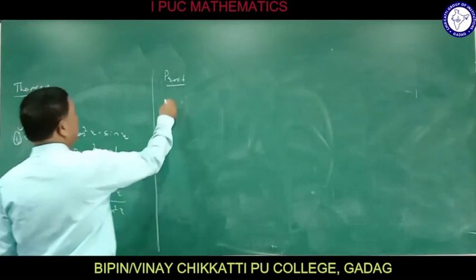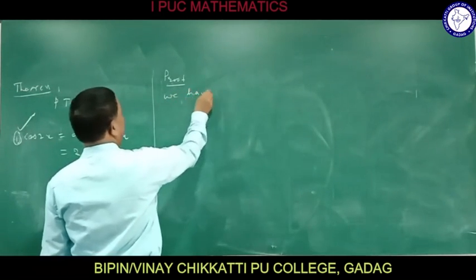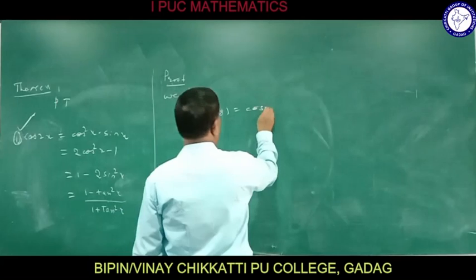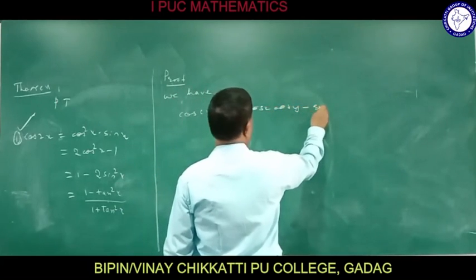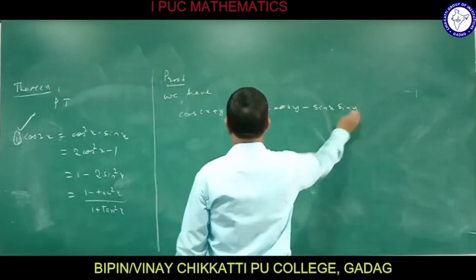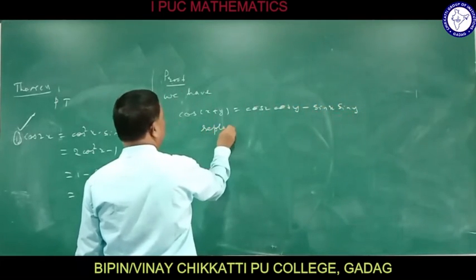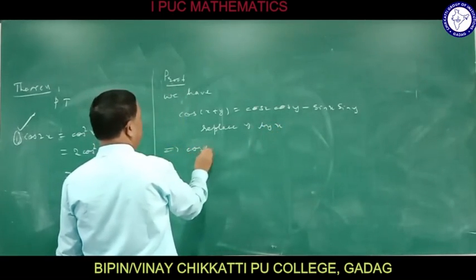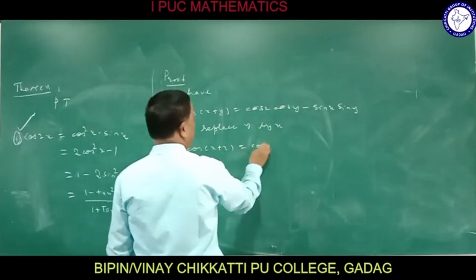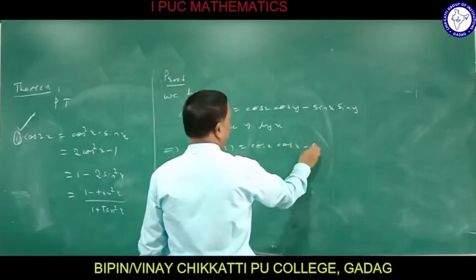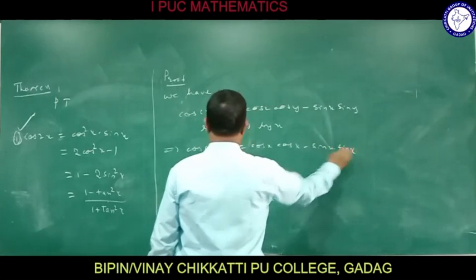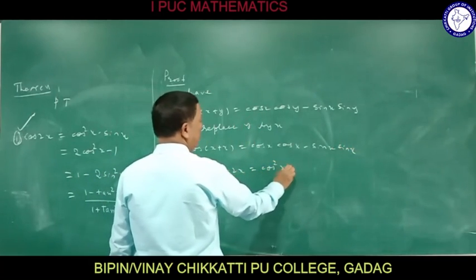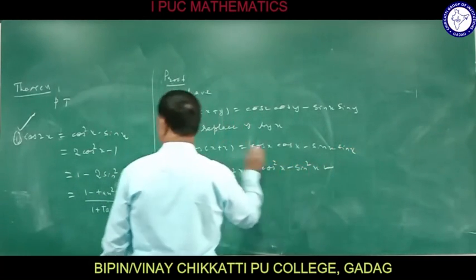And you know what the formula is for cos of x plus y. Cos of x plus y formula is what? Cos x cos y minus sin x sin y. This is the formula. So here what I do, replace y by x. Then what happens? This implies cos of x plus x is cos x cos x minus sin x sin x. Then what comes here? Cos 2x is equal to cos square x minus sin square x. So the first one is over.